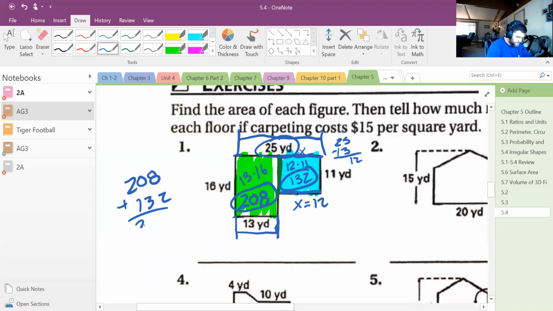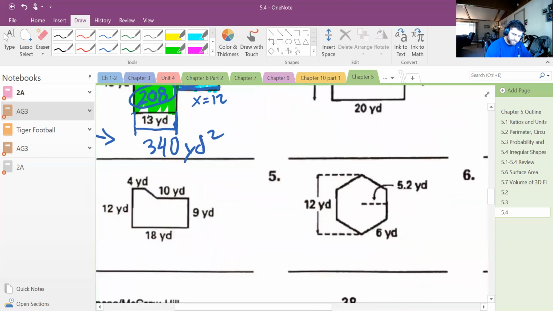Yep, 340. So 340 is my total area of this irregular shape. Don't forget yards squared. Okay, so that's your first one. Let's do another one.